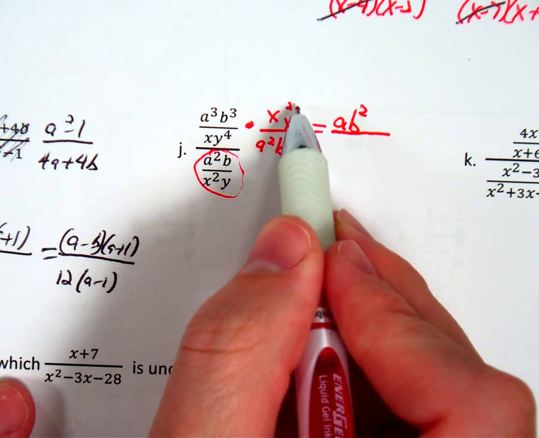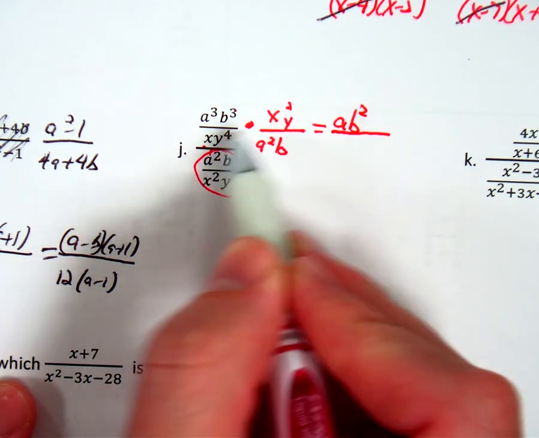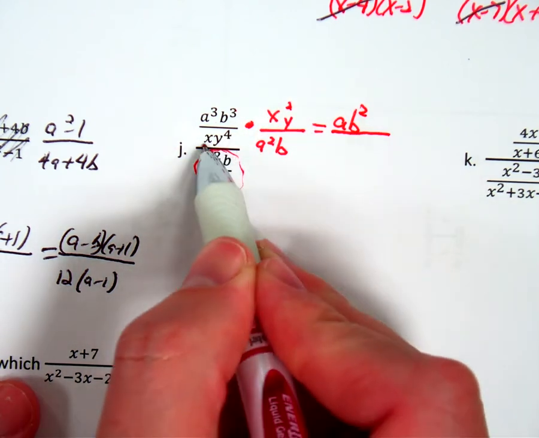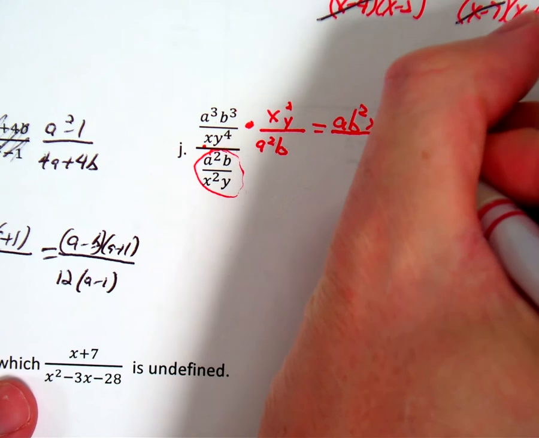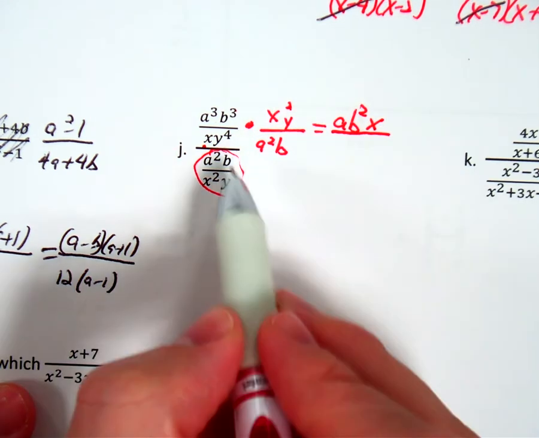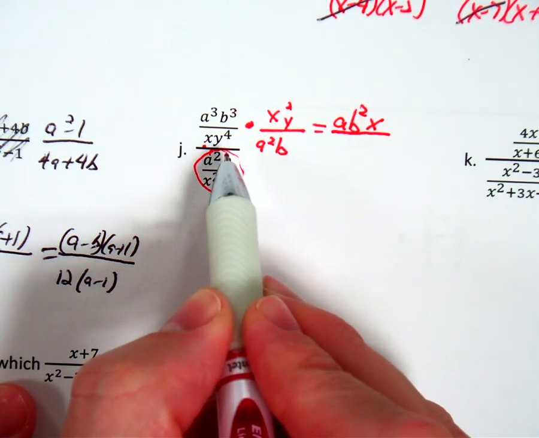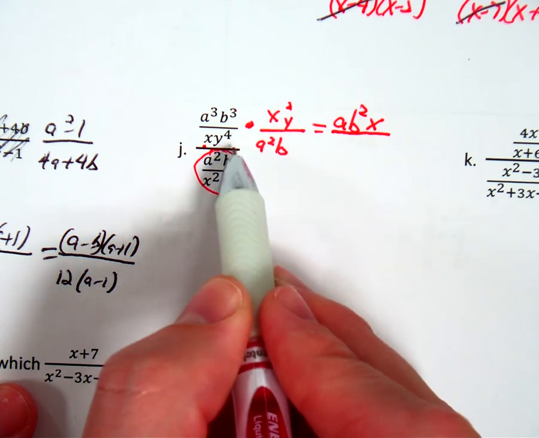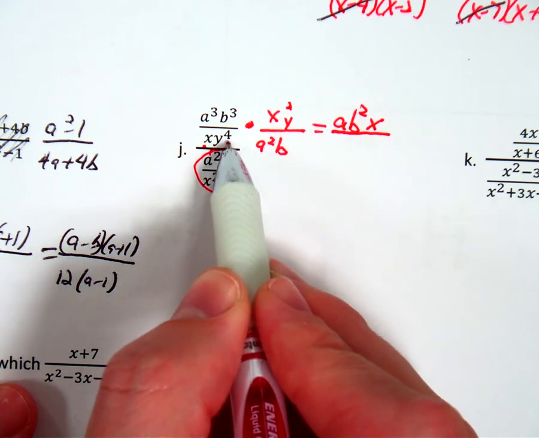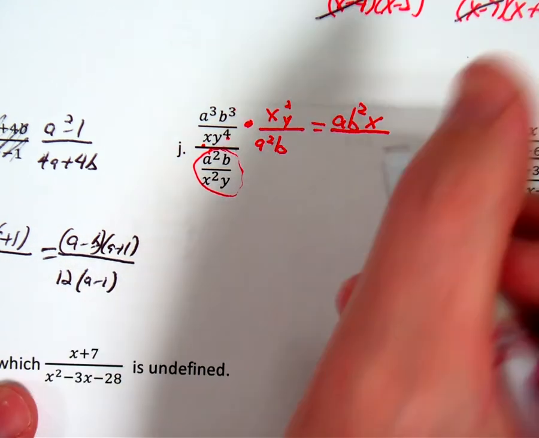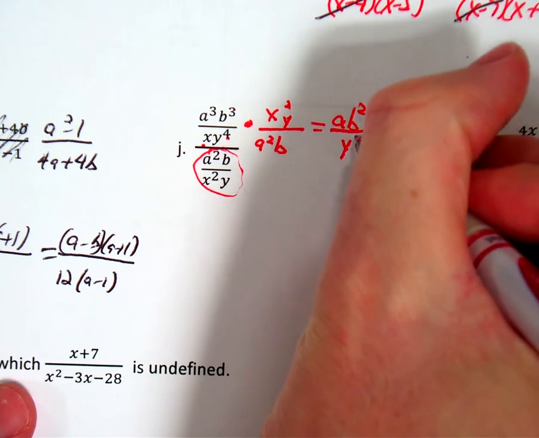X's. Squared on top, first on bottom. Top wins again. 2 minus 1 is x to the first on the top. Y's. We got y to the fourth on the bottom, y to the first on the top. Bottom side finally wins. 4 minus 1 is y to the third on the bottom.